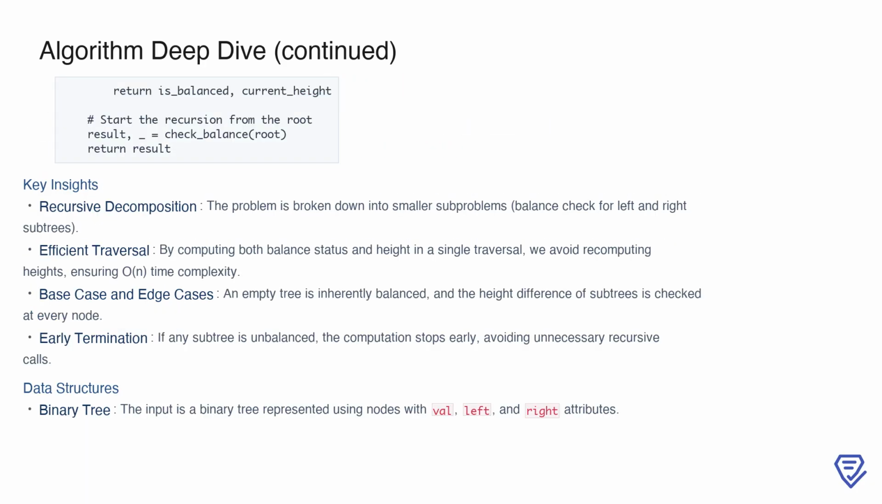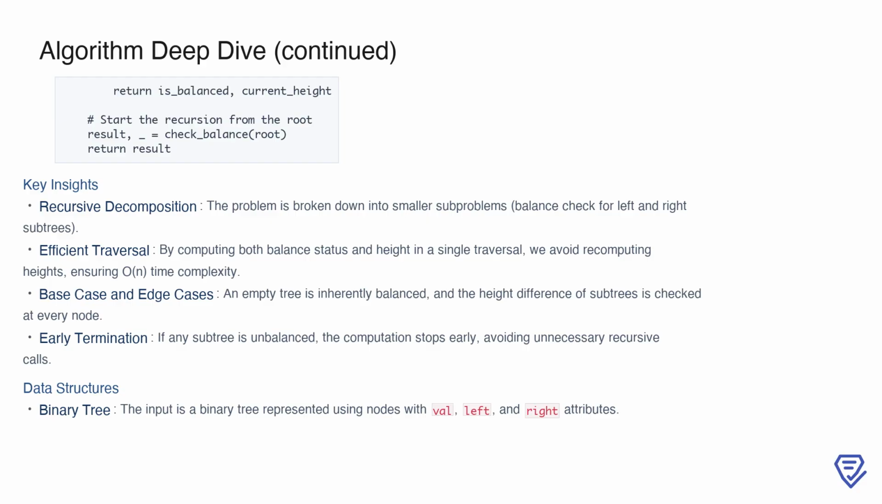In the implementation, the check_balance function will first handle the base case, returning True and a height of 0 for an empty tree. It then recursively checks the left and right subtrees, obtaining both their balance status and heights. Using this information, we determine if the current node is balanced by ensuring that both subtrees are balanced and the height difference is at most 1. The height of the current subtree is calculated as 1 plus the maximum of the left and right subtree heights, and both the balance status and height are returned.